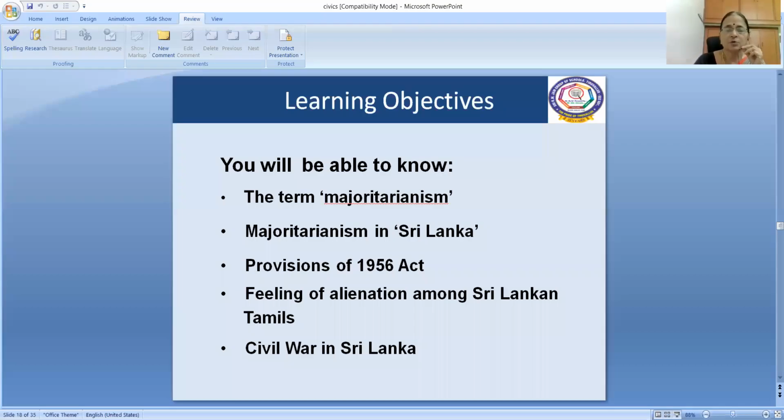We are going to continue with the chapters. Today, we will learn about the term majoritarianism and how majoritarianism was practiced in Sri Lanka, is being practiced in Sri Lanka even today. What are the provisions of 1956 Act? And what made the Sri Lankan Tamils feel alienated in Sri Lanka? Why did the distrust happen between the two communities, that is Sinhala and Sri Lankan Tamils? Ultimately, the distrust led to tensions and conflicts that led to civil war in Sri Lanka. So all these things we are going to cover in today's lesson.